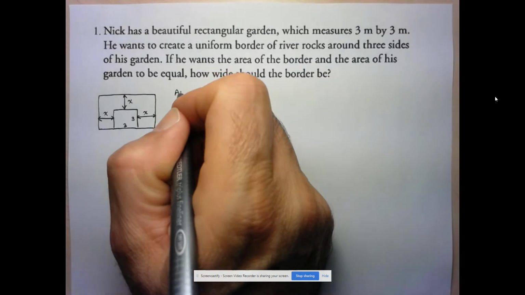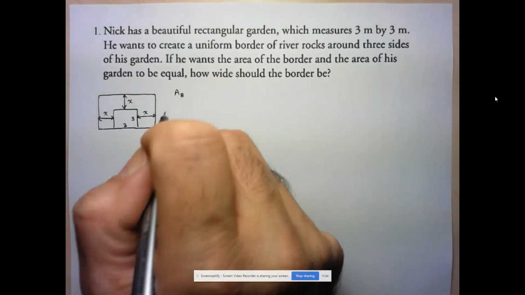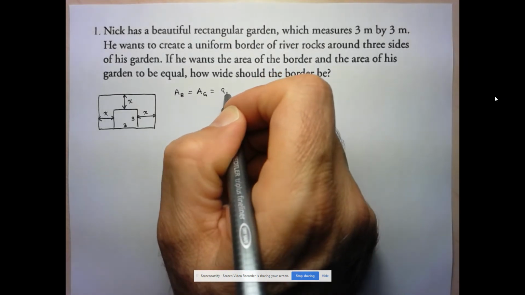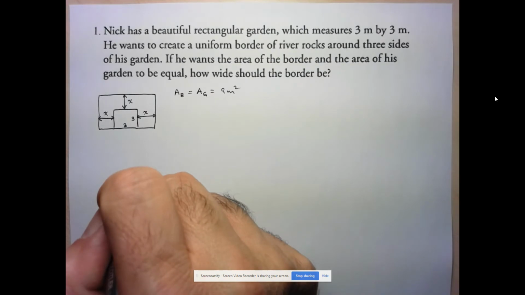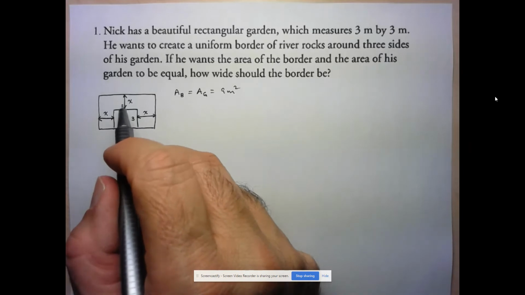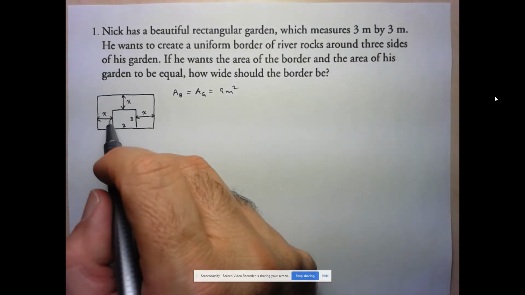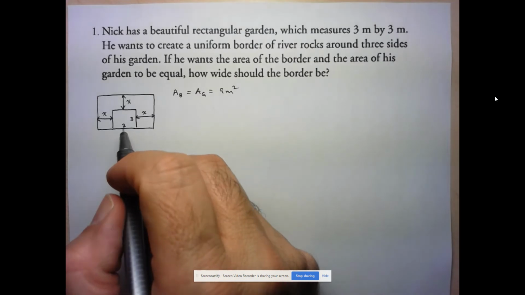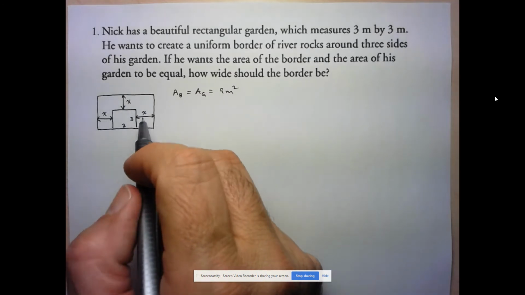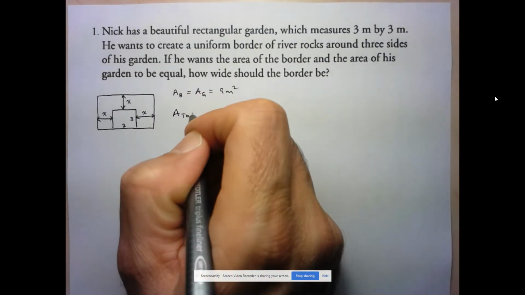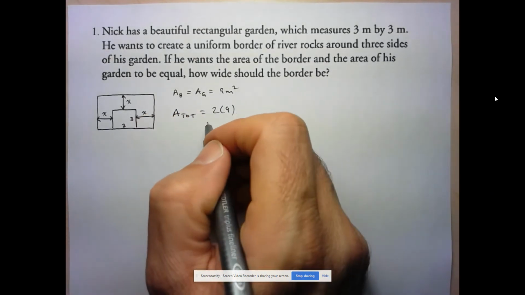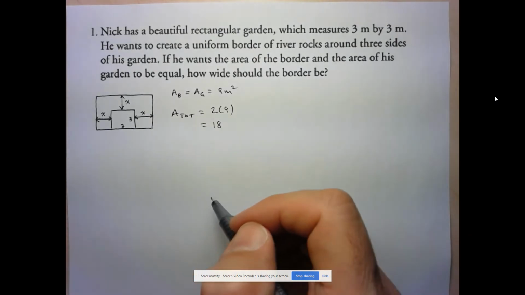Okay, so the area of the border, okay, I'll call that AB, has to be equal to the area of the garden, and of course the area of the garden is just 9 meters squared, 3 times 3. But I don't have a nice formula for the area of this type of shape. So what I'm going to do is I'm going to work with the total area. So the total area of the garden is made up of that interior portion plus this part which goes around. So the total area is going to be equal to 2 times 9, since these two things have the same area, so 18. So this is how I'm going to start my problem.